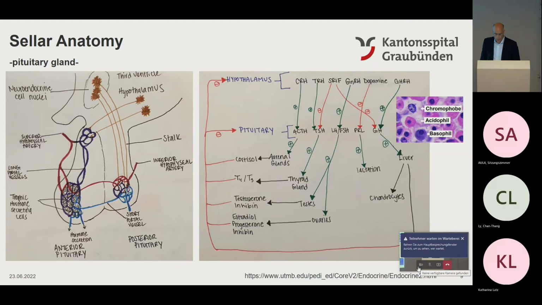To remember, chromophobe, acidophil, basophil, tissue of the gland, I had to check again to remember which belongs to which hormone. So I just read yesterday. It's ACTH, TSH, LH, FSH that are basophil, and prolactin and growth hormone are acidophil. Am I right? I think so. Okay.